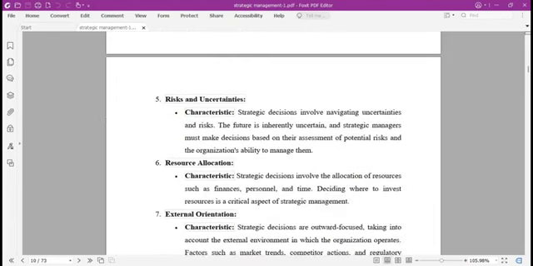The resource allocation. Strategic decisions involve the allocation of resources, such as finances. How well do we disburse funds to the finance department? How well do we ensure that the right resources in terms of personnel are being recruited to manage a definite department?